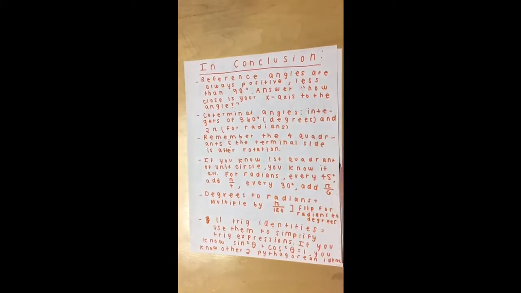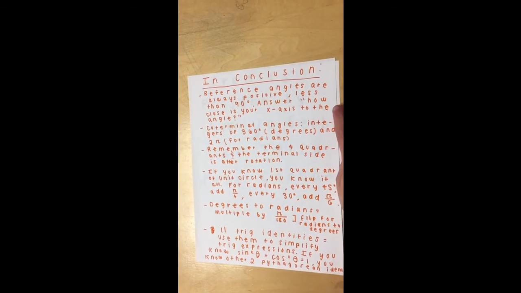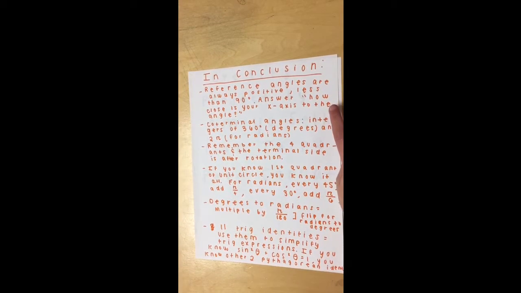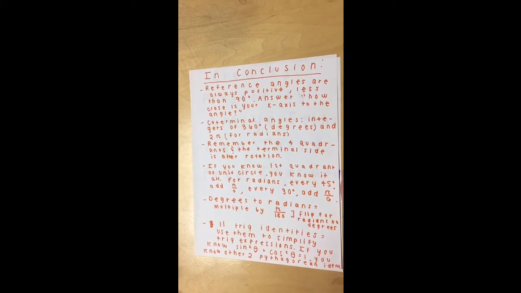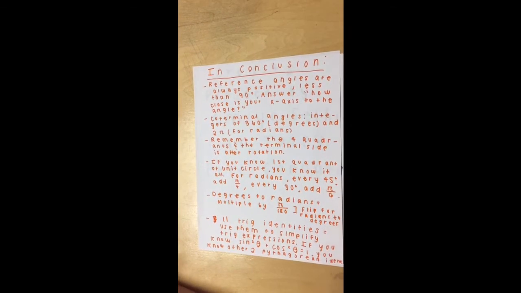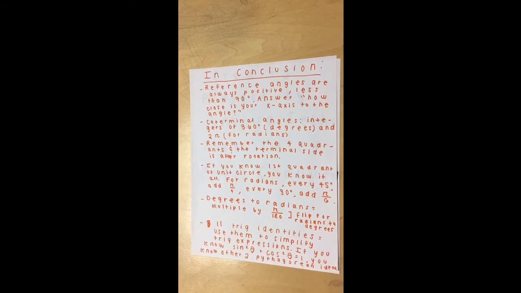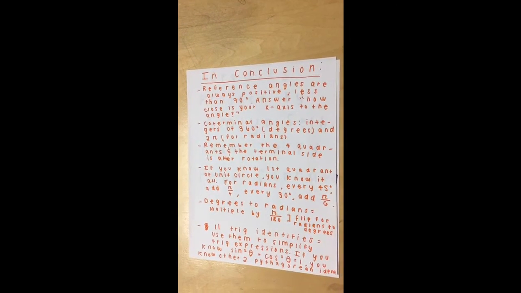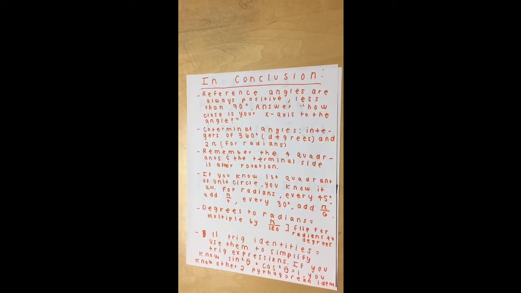So in conclusion, reference angles are always positive, less than 90 degrees, and they answer the question, how close is the x-axis to the angle? Coterminal angles are integers of 360 degrees, or 2 pi for radians. Remember the 4 quadrants and that the terminal side is after rotation. If you know the first quadrant of the unit circle, you know it all. For radians, every 45 degrees you add pi over 4, and every 30 degrees you add pi over 6.